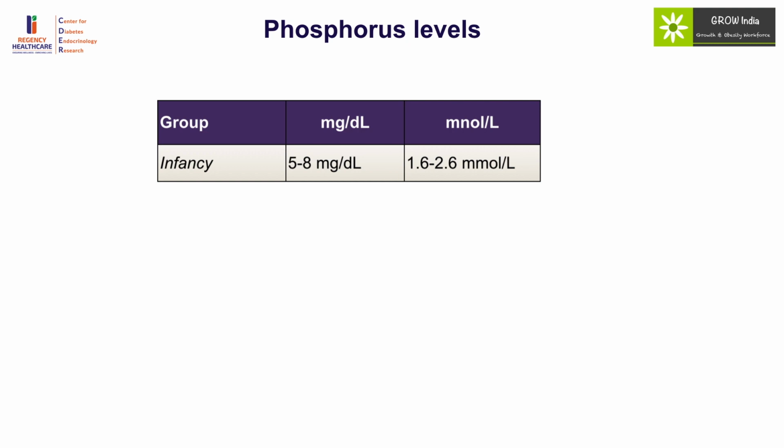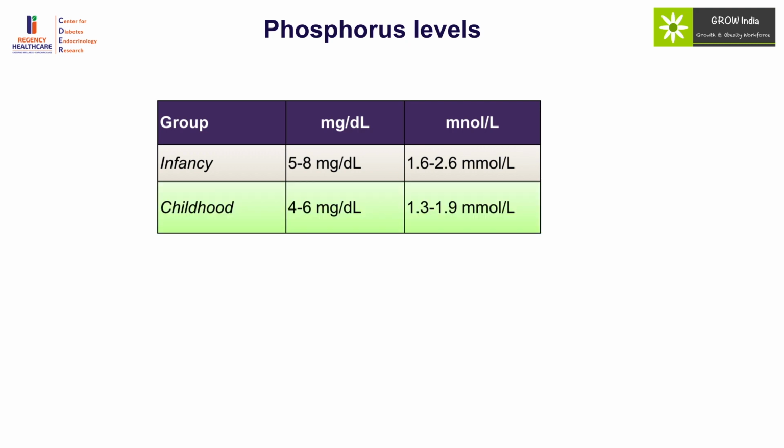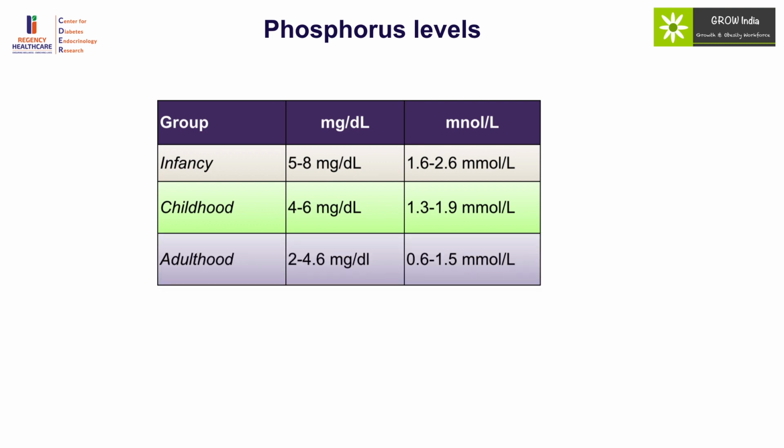In infancy, the levels are 5 to 8 milligram per dl, while in childhood the levels are 4 to 6. Unfortunately, in most reports that we are comparing, we get the adult cutoff levels of 2.2 to 4.6, in which hyperphosphatemia is inappropriately diagnosed. So one should always compare the phosphorus level to the age specific controls, and to convert the SI unit, which is millimoles per liter, to milligram per deciliter, it is 3.2 times the level.